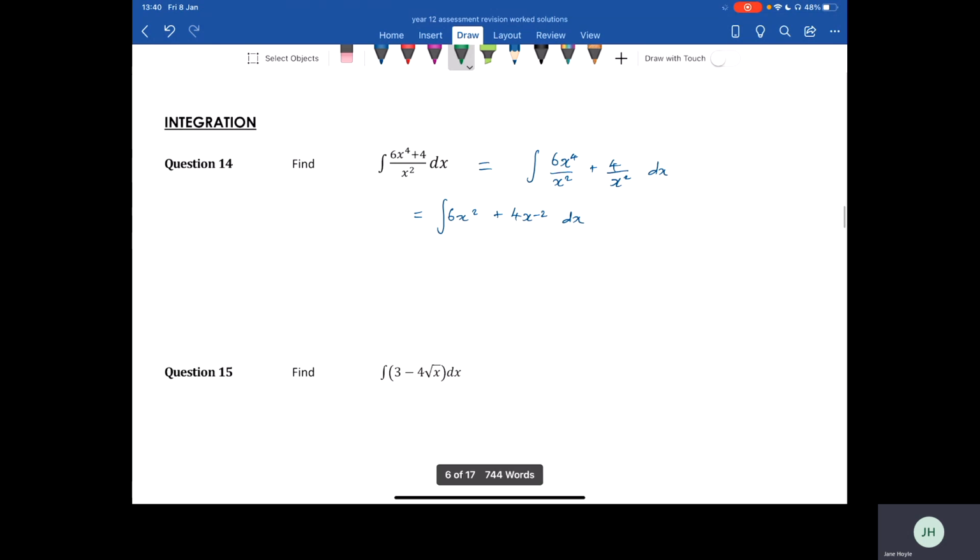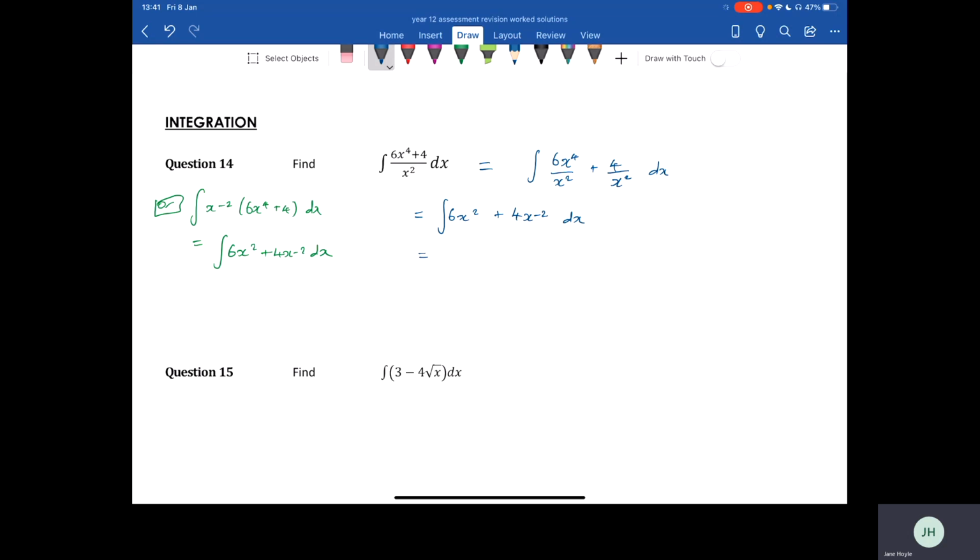What some of you may prefer to do is to write it as x to the power of minus 2 multiplied by 6x to the power of 4 plus 4 dx. And then, of course, x to the negative 2 multiplied by 6x to the 4 is 6x squared, and x to the negative 2 times 4 is 4x to the minus 2. So we get to exactly the same endpoint. It's up to you which you prefer. Now we've done that, the actual integration should be fine.